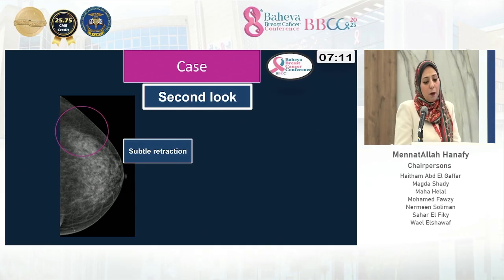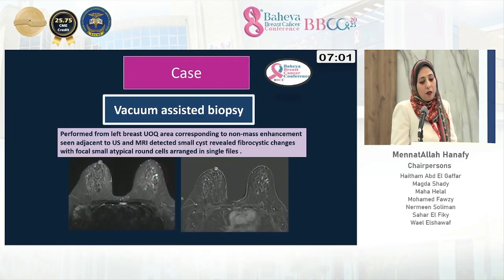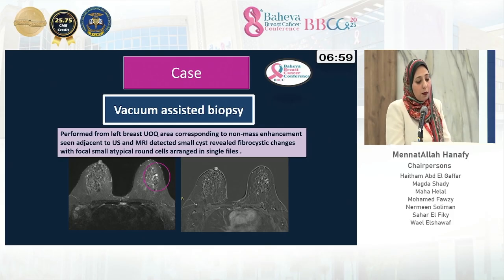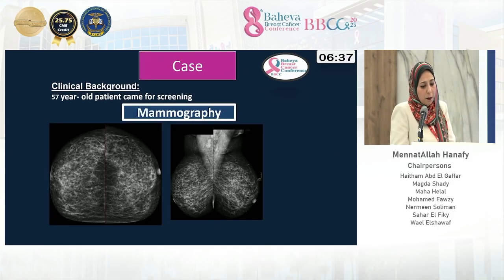So a second look on mammography revealed subtle retraction in the left CC view, with yet no definite suspicious lesions by ultrasound. A vacuum-assisted biopsy was performed from the left breast upper outer quadrant area corresponding to non-mass enhancement seen adjacent to the small cyst detected by ultrasound and MRI, revealing fibrocystic changes with atypical ductal cells. Bilateral modified radical mastectomy was performed, revealing bilateral multicentric invasive lobular carcinoma grade 2, classic variant.